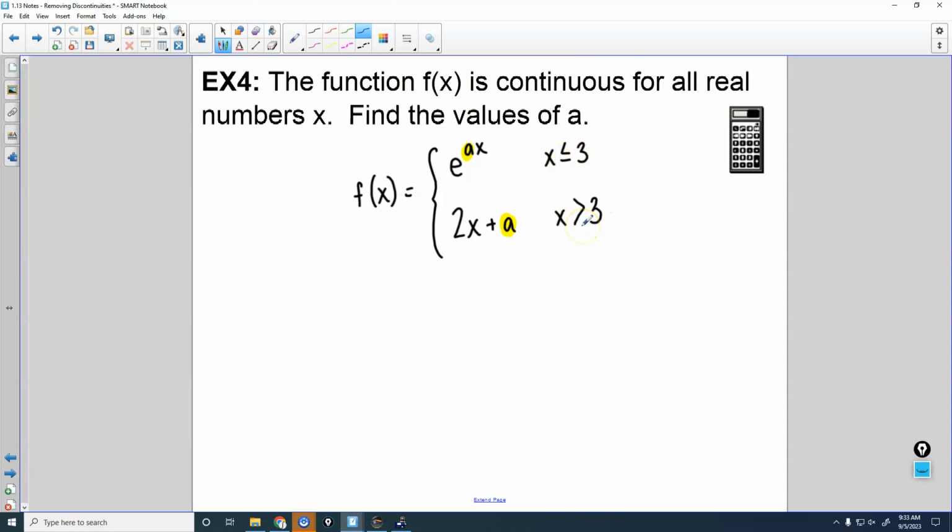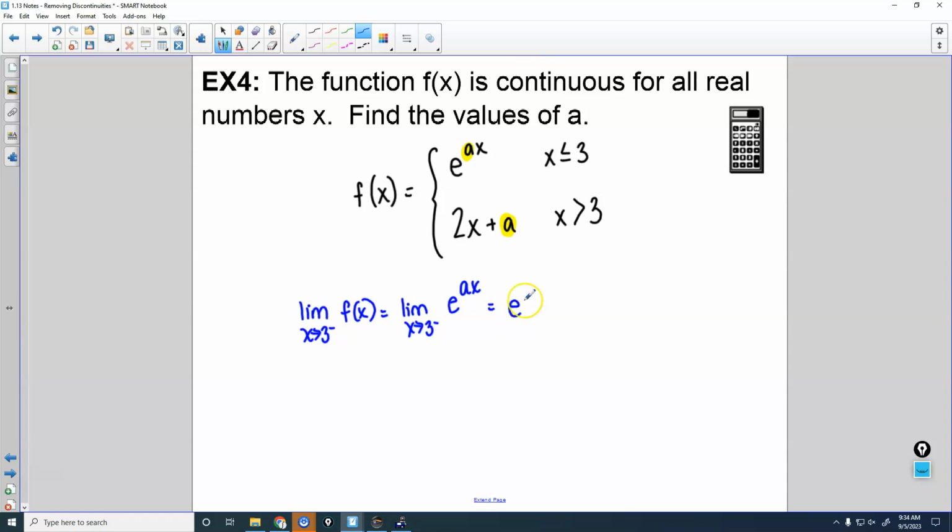one for x greater than 3. What we want to see, like right now we don't know because we've got the a's, but we want to see where this one ends with a closed circle, the other one starts with an open circle. So, if we do the limit as x approaches 3 from the left of f of x, that would be the top function. Limit as x approaches 3 from the left of e to the ax, which means we are going to plug in 3 for the x, not the a, just the x.